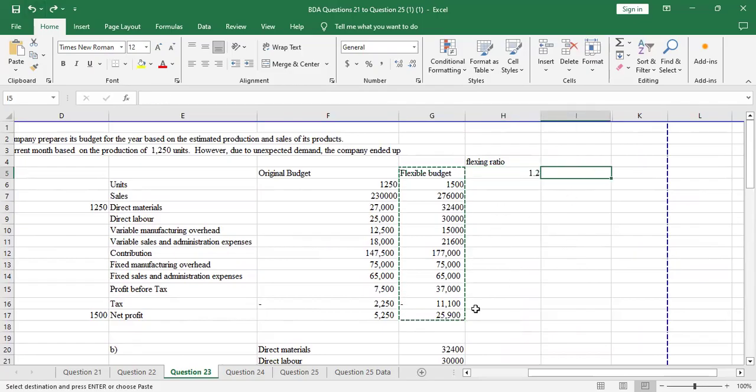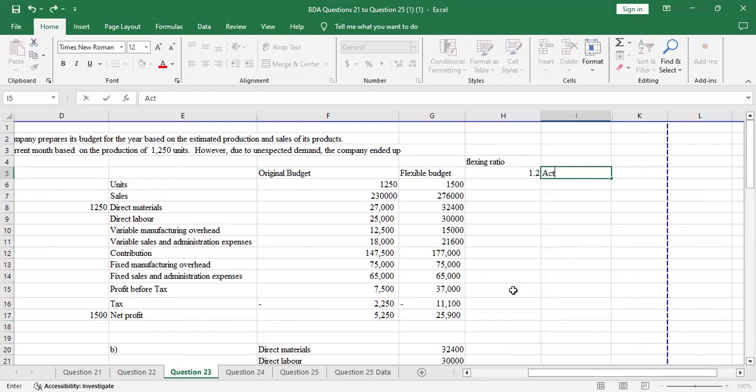Sorry, let me just do it here. Yeah, I put the flex there, but there should have been actual. But let me just do it there. So actual. Actual budget, sorry. Yeah, actual budget. So the units still remain the same. So the units will be 1,500 the same way.